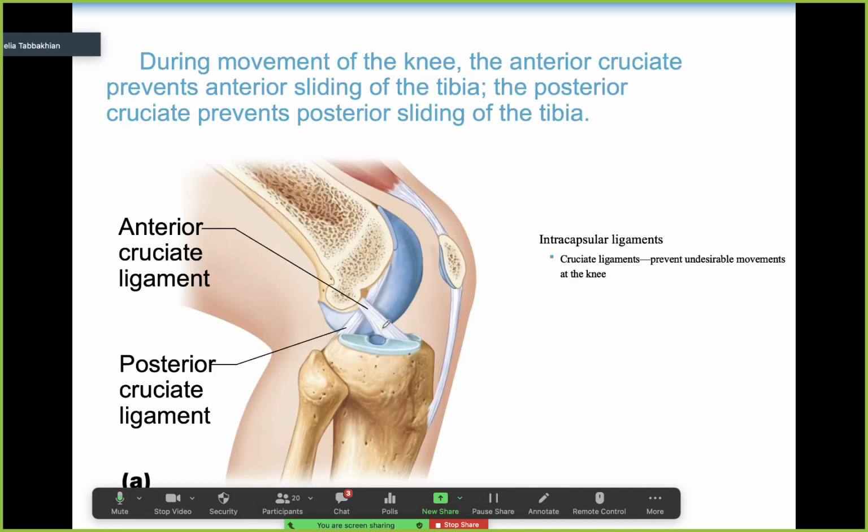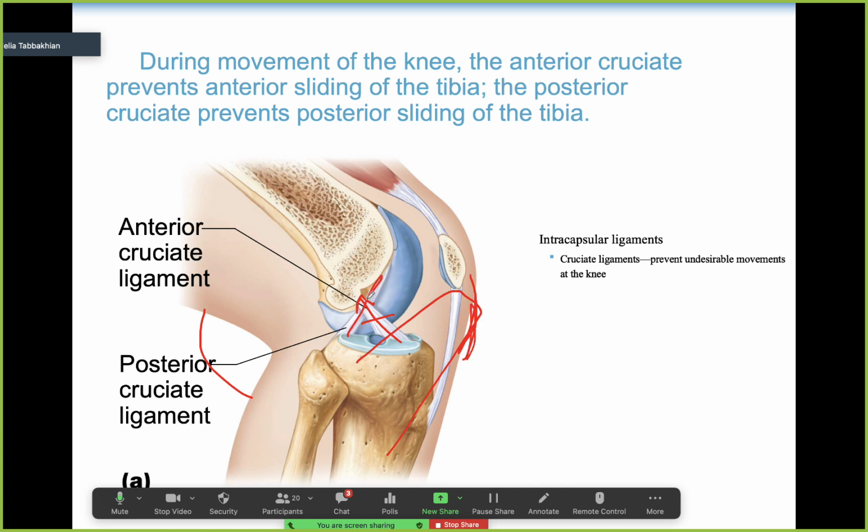If we look deeper in, you'll see the purposes of the ACL and the PCL. When you flex your knee, and flexing is decreasing this angle over here, the ACL pulls the tibia back. If you tear your ACL, your tibia ends up pushing forward here, and you'll see kind of a bulge coming out from below where your knee should be.